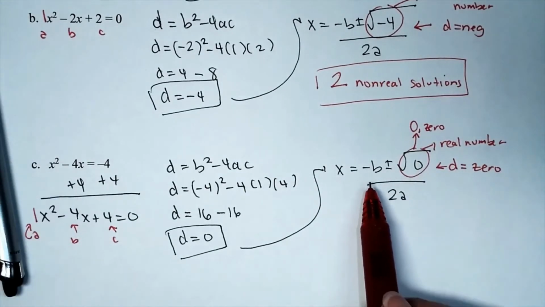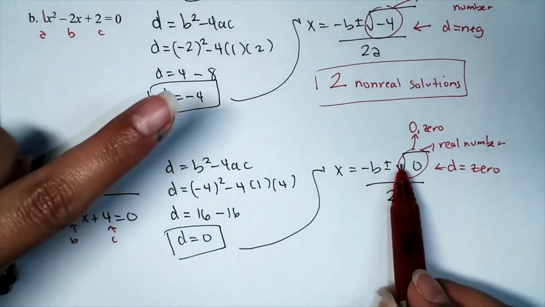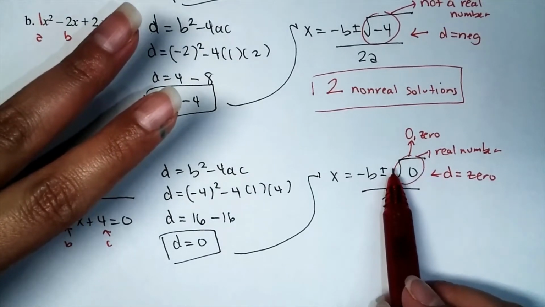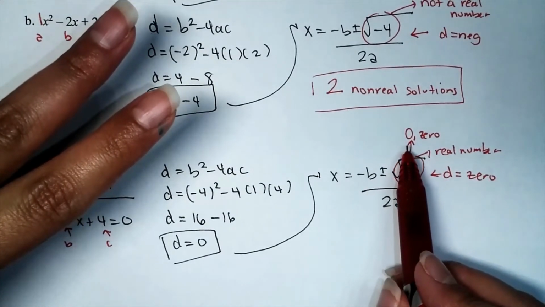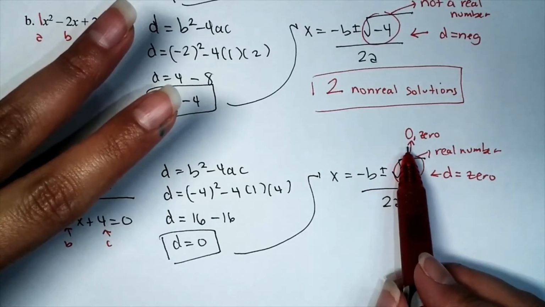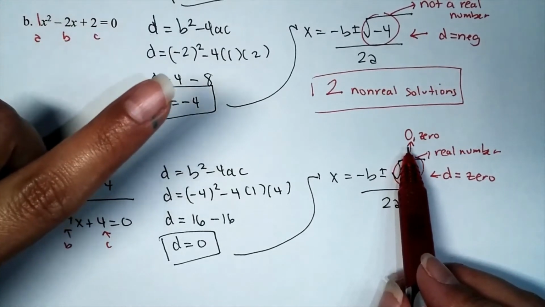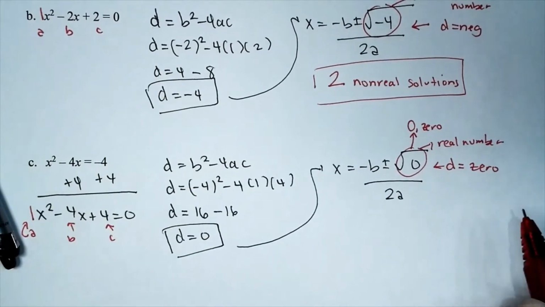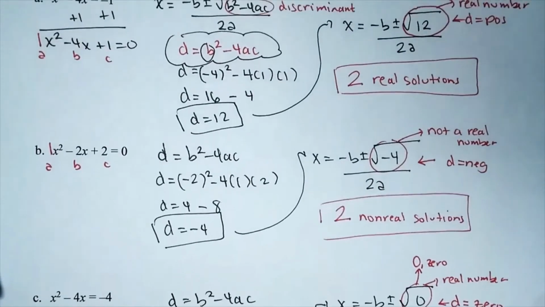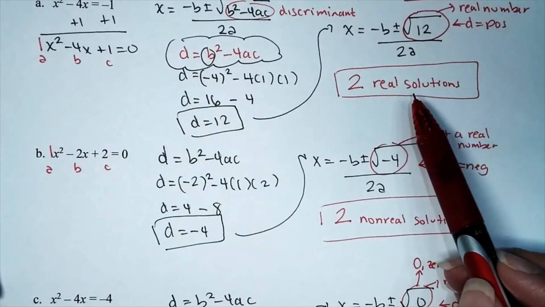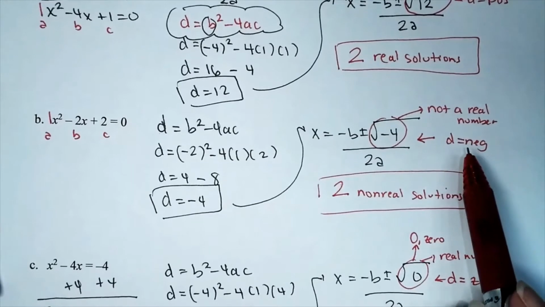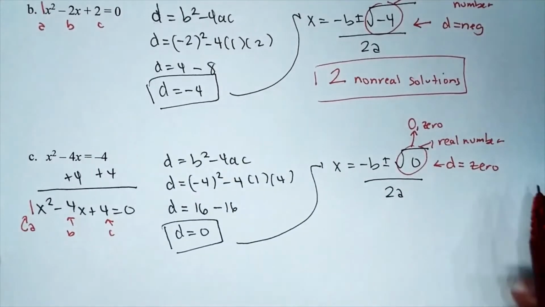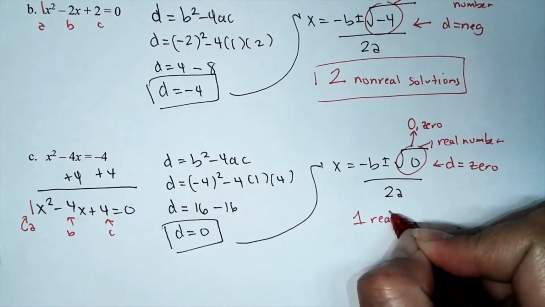Solution number 1, negative b plus 0. Solution number 2, negative b minus 0. But check it out. Negative b plus 0 is the same as negative b minus 0. So we're not going to have two solutions. We're just going to have one solution, and it's a real number solution. So the moral of the story is this: if your discriminant is positive, then you're going to have two real solutions. If your discriminant is negative, then you're going to have two non-real solutions. And if the discriminant is 0, then you're going to have one real solution.